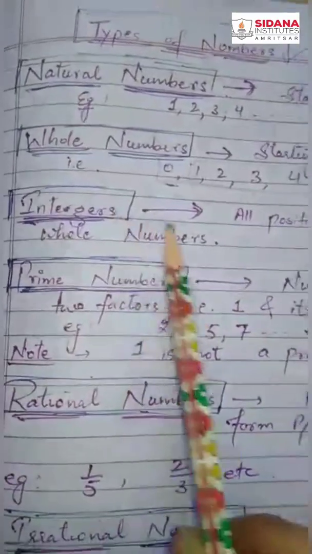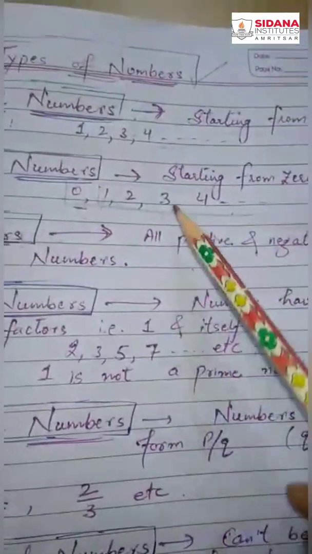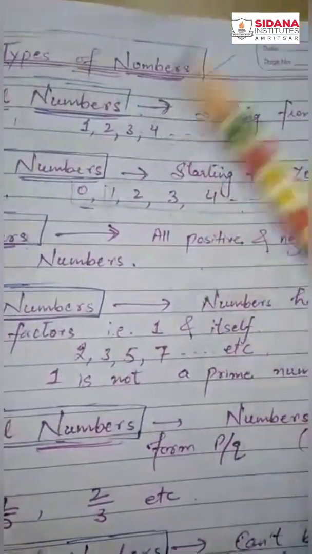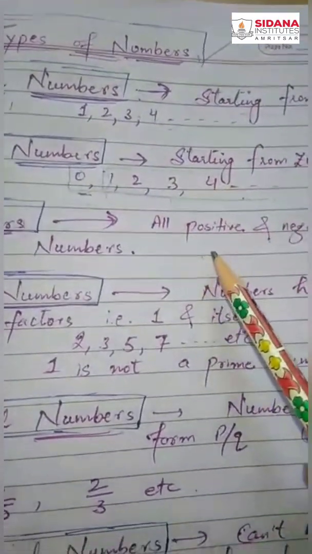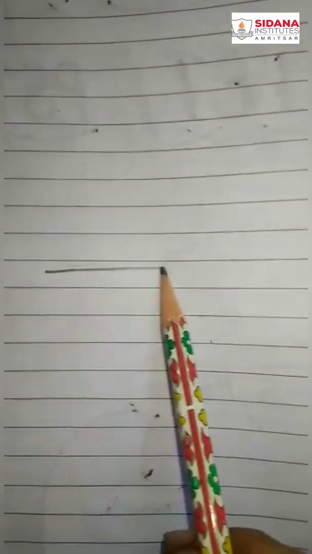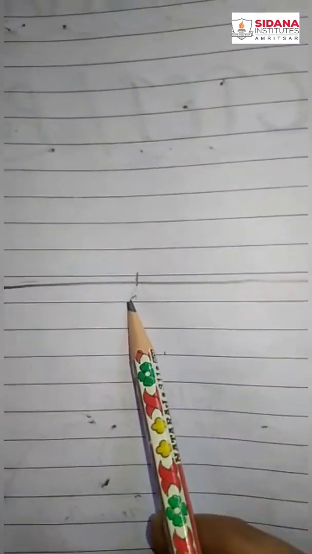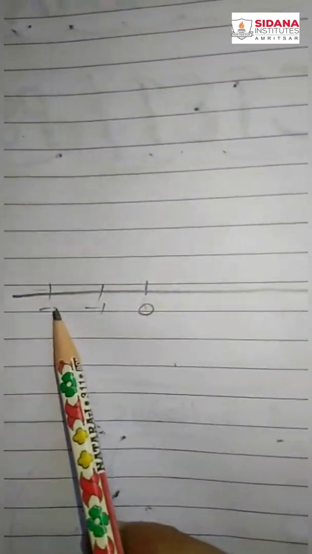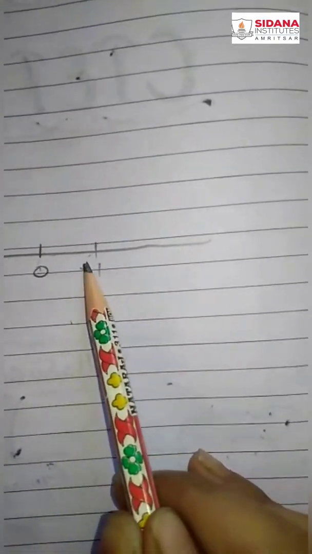Next is integers. So integers contain all the whole numbers and also the negative numbers. You must be familiar with the number line. That is the number line that contains the negative numbers and the positive numbers.